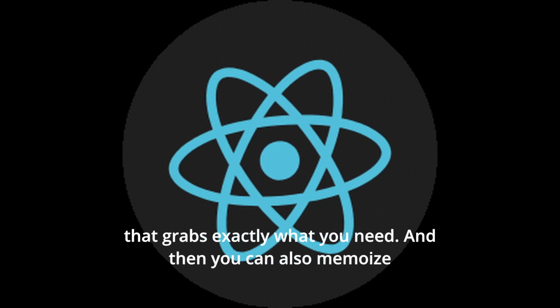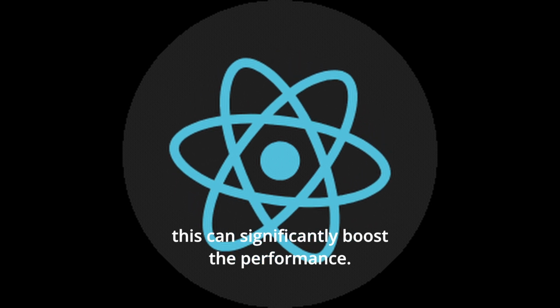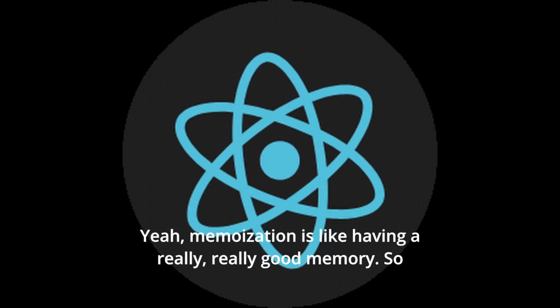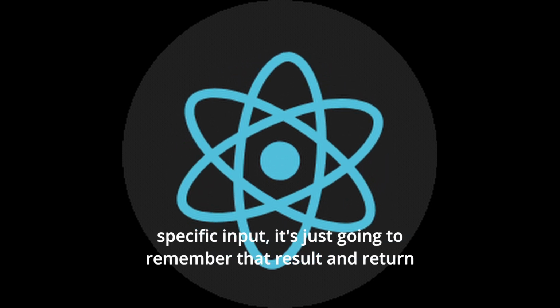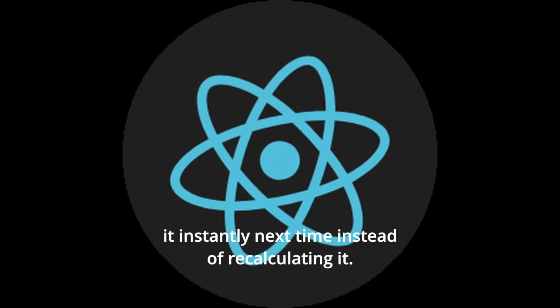And then you can also memoize selectors using libraries like reselect, and this can significantly boost the performance. Yeah, memoization is like having a really, really good memory. So if a selector's already fetched some piece of data based on specific input, it's just going to remember that result and return it instantly next time instead of recalculating it.